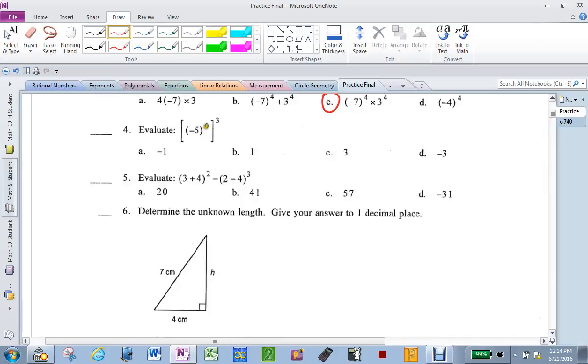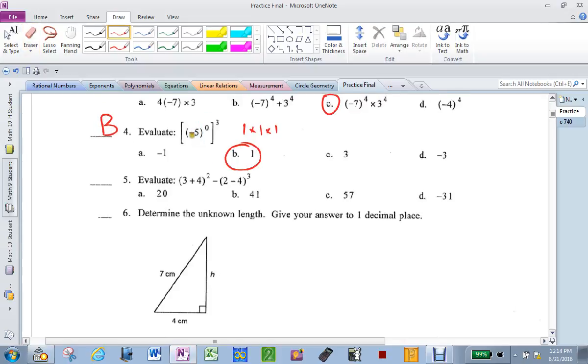What is anything to the 0 power? 1. What is 1 to the 3rd? 1 times 1 times 1. Yeah. 1. B. Don't let that negative fool you. That is still 1. What if it was this? What's that equal? That's -1 because the negative isn't part of the base.